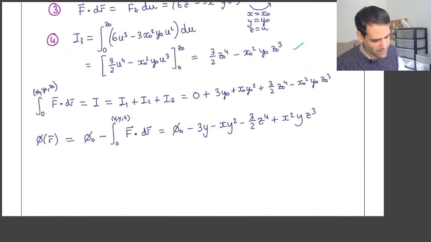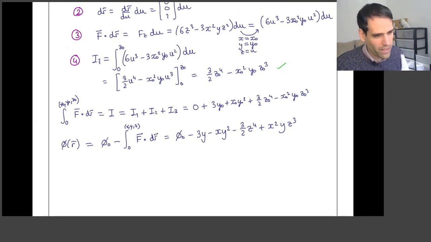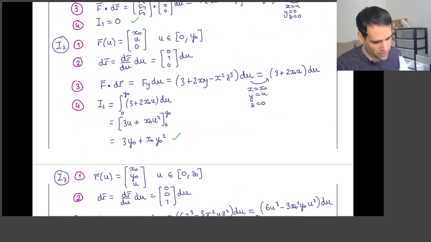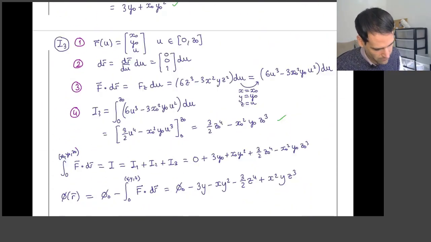Okay, and that's our potential at any point r. It was quite long, I must admit. Now, can we check if this potential is actually the correct potential? It's very easy to check, because even though going from f to the potential is very tricky, as you just saw, going from the potential to f just involves doing the minus gradient. So it's worth checking that.